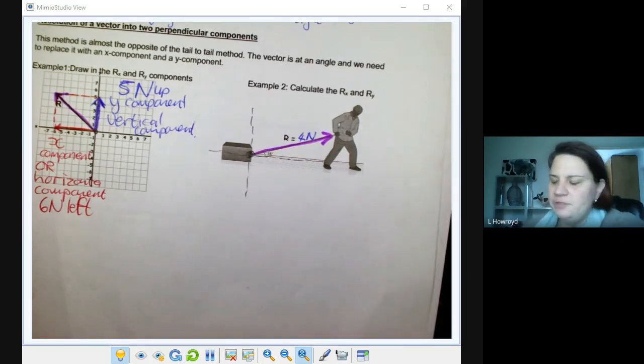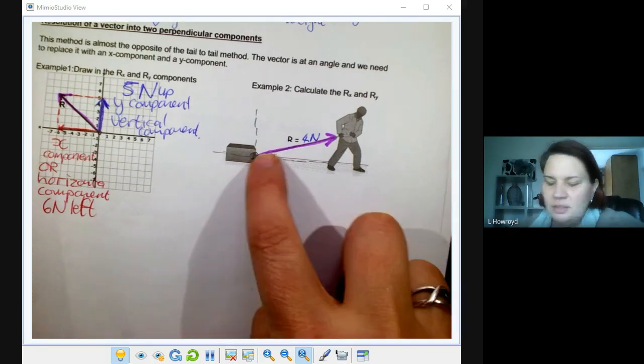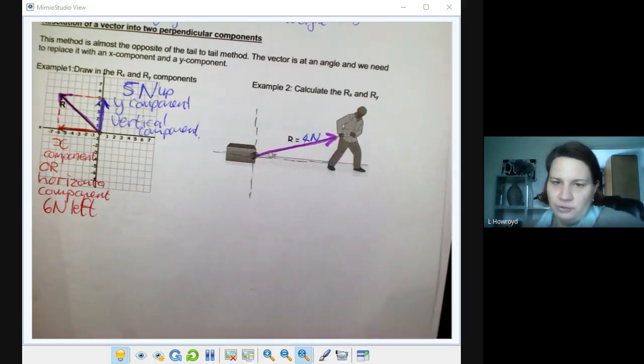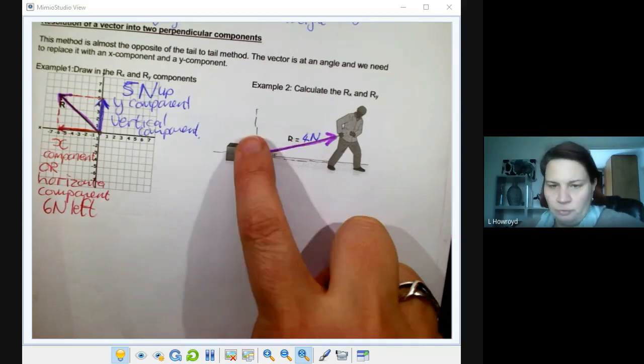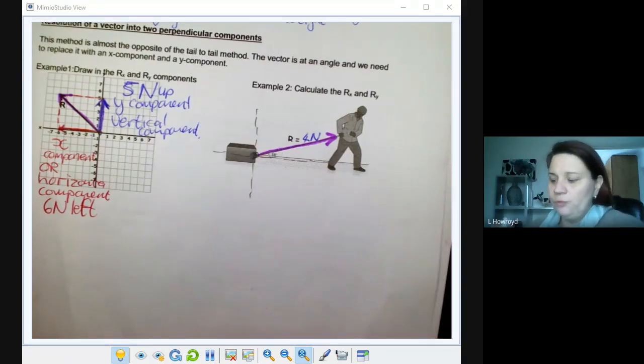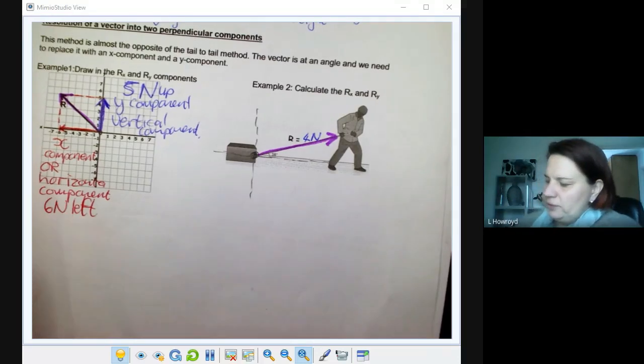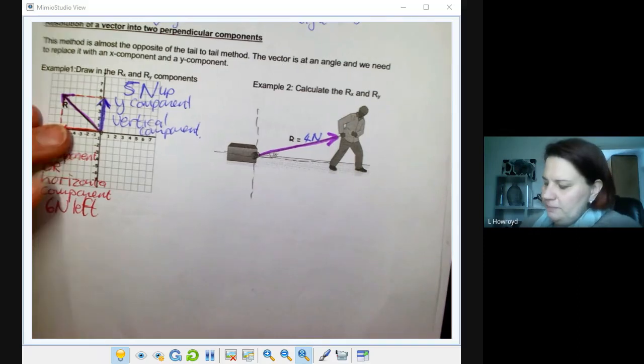All I want you to do is be able to work out a resultant into its two components. Okay, that's all. So if you're feeling a little overwhelmed, all I want you to do is be able to go from the purple to the red and the blue. Okay, or from the resultant to the x and y components. Okay, so let's go with the same colors as what we used here.